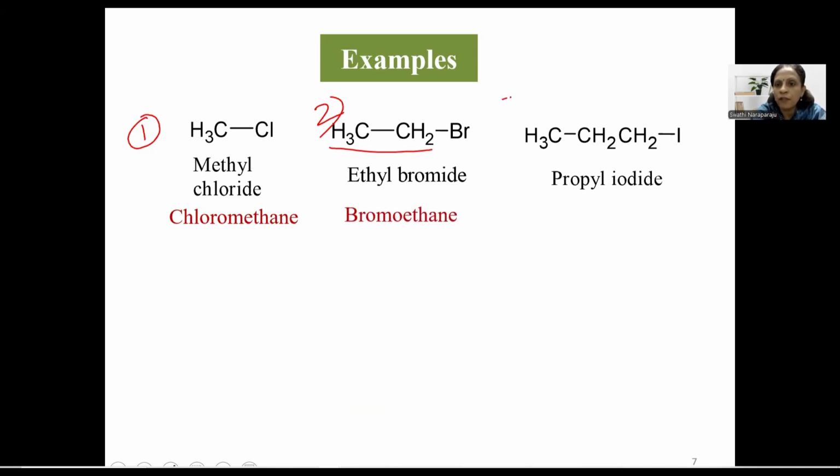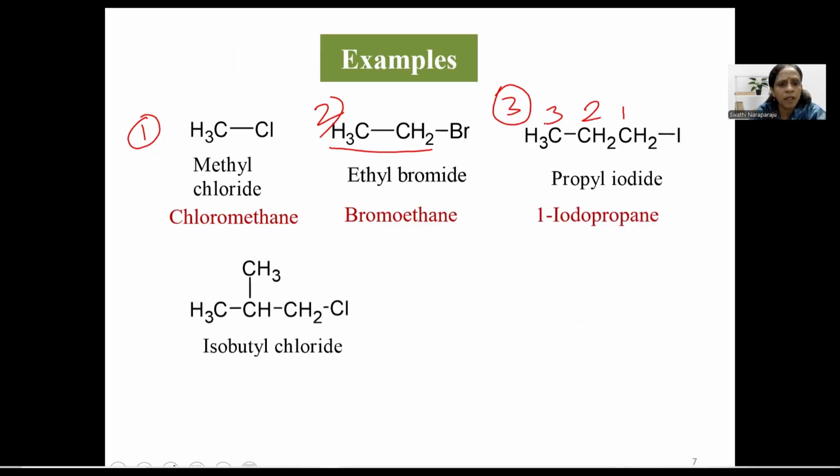Now in the third example, the parent chain here contains 3 carbons, so we can write it as propane. Coming to the halogen, it is iodine, and this halogen is present on the first carbon. Here we have to number the carbon chain such that the carbon bearing the halogen gets the lowest possible number. So this carbon gets first position, then 2, then 3 for the rest of the carbons. Now the name of this molecule becomes 1-iodopropane.